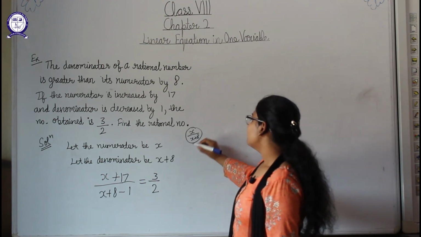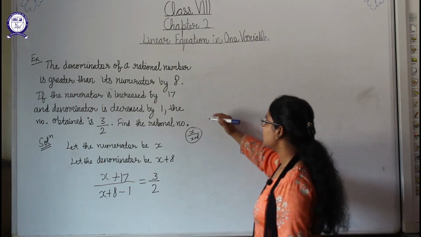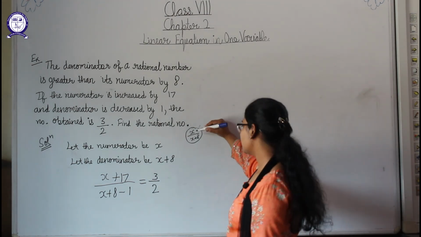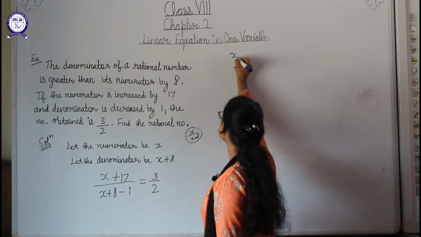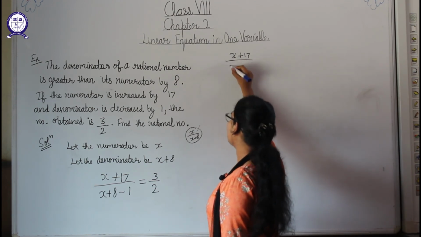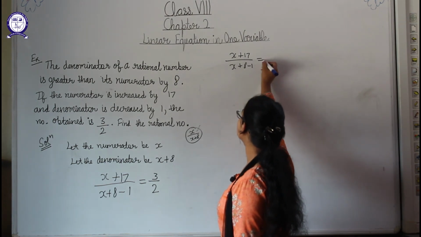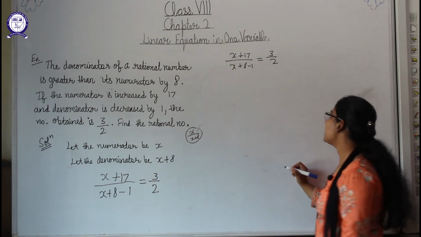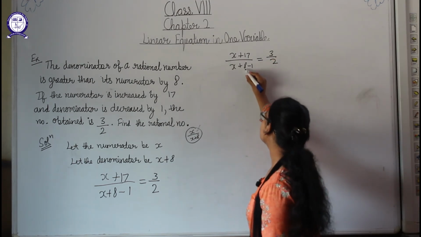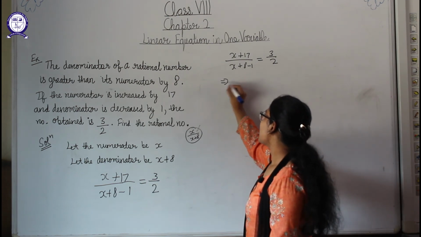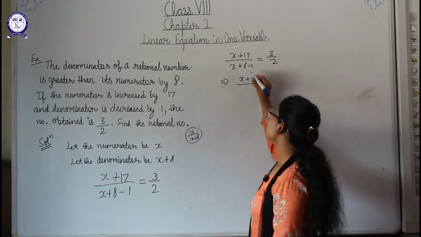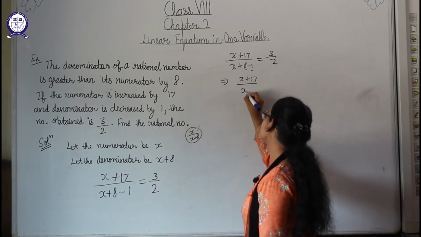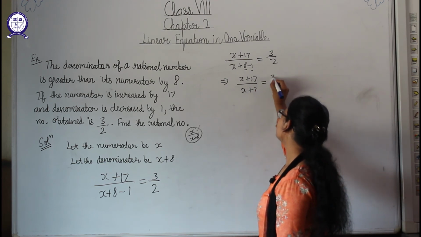Now we will solve this equation so that we can get the value of x, and after getting the value of x we can find the rational number. So to solve this, (x plus 17) by (x plus 8 minus 1) is equal to 3 by 2. This is the equation, so we will solve it to get the value of x. First this is x plus 17. Now here it is 8 minus 1, which is 7. So our equation is (x plus 17) by (x plus 7) equals 3 by 2.